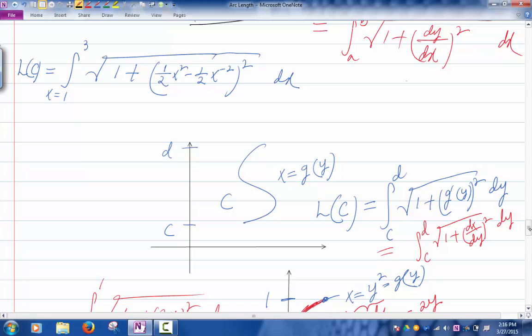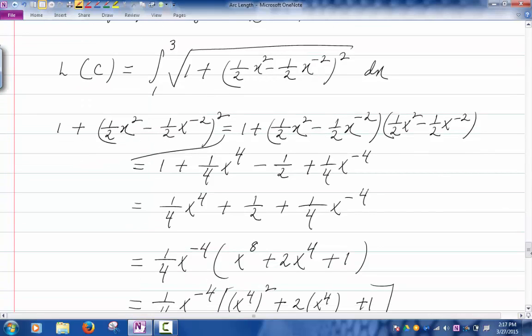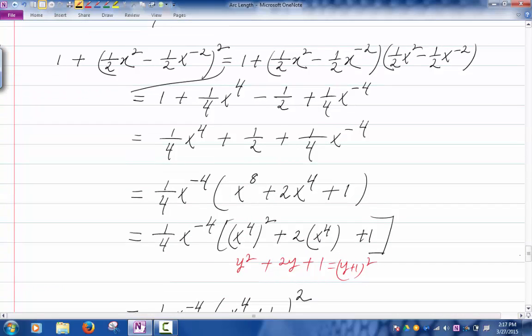And now I have to compute that integral. In order to compute this integral, again, you have to write the quantity inside the root as a perfect square. How would you do it? Well, you have to expand the square, multiply out everything, and if you do that, you're going to get 1/4 x to the 4 plus half plus 1/4 x to the negative 4. Now you're going to factor out 1/4 x to the negative 4. So if you factor out 1/4 x to the negative 4, you're going to get x to the 8 plus 2x to the 4 plus 1.